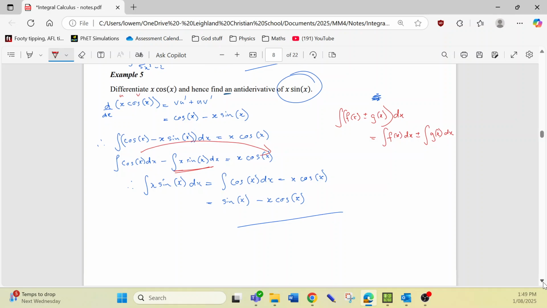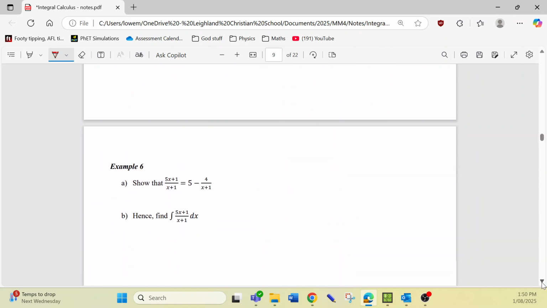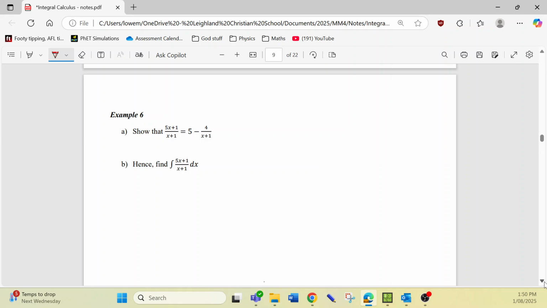All right, let's go on and look at what we're working with here, the last example. First, this one here, we're just wanting to show this relationship between the left-hand side and the right-hand side, and then use the fact that that's equal to that to help us to integrate this particular function. There's a couple of ways we could do it. A foolproof way of doing it is just to use long division.